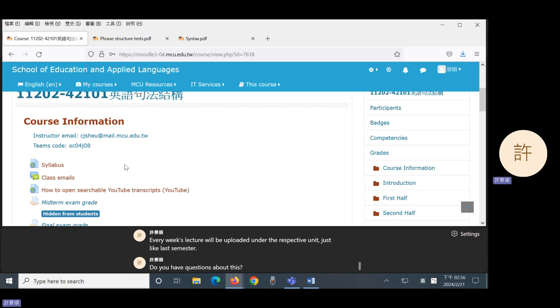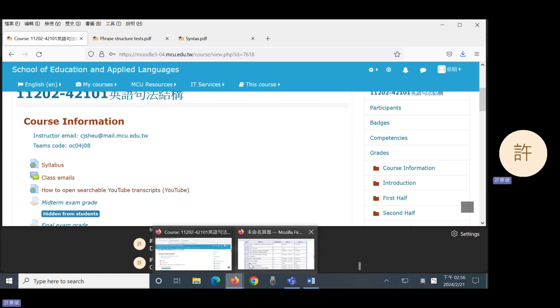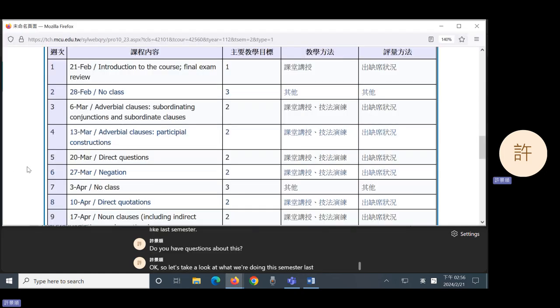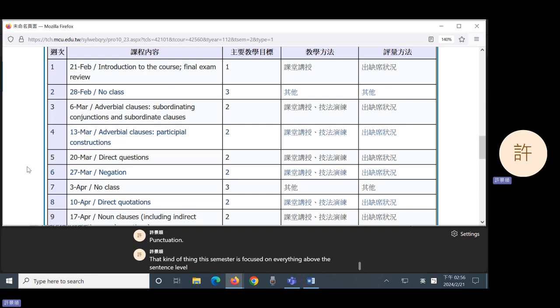Okay, so let's take a look at what we're doing this semester. Last semester was focused on elements inside of a sentence, right? Parts of speech, punctuation, that kind of thing. This semester is focused on everything above the sentence level. So is it a complete sentence? How do you combine sentences? How do you write different types of sentences?